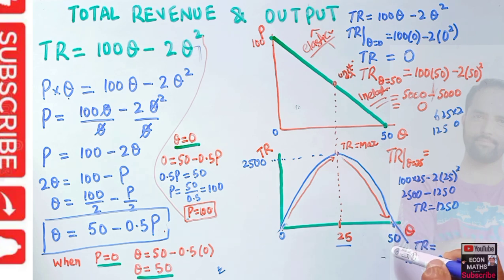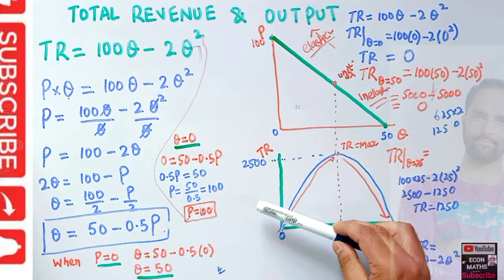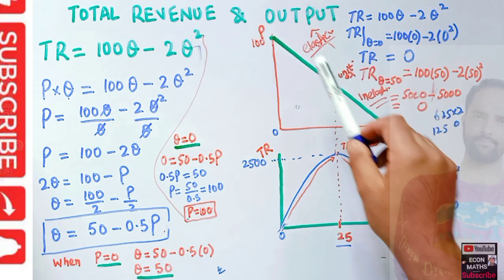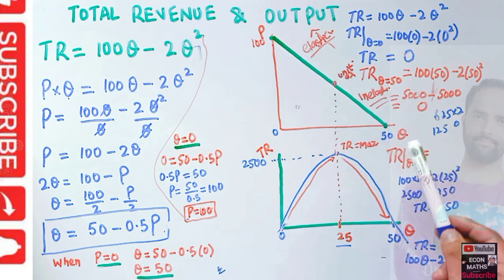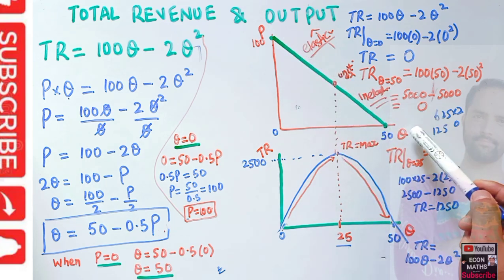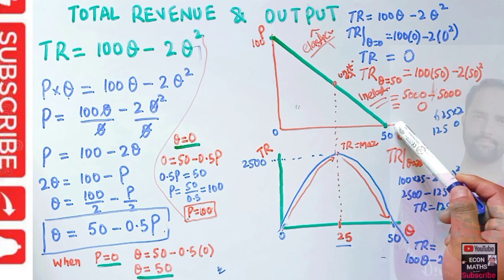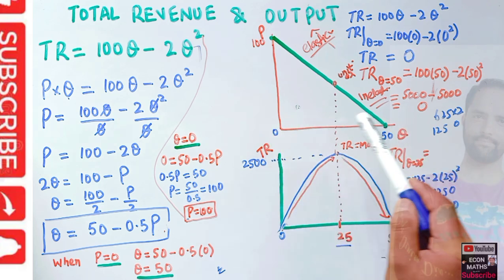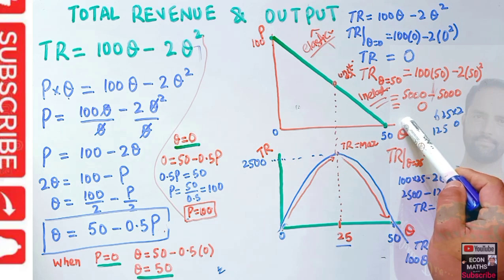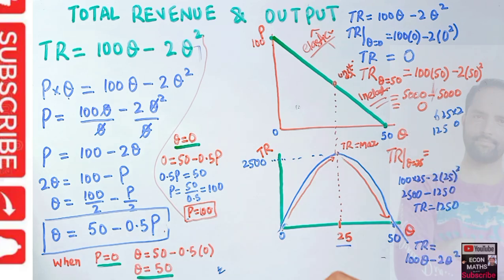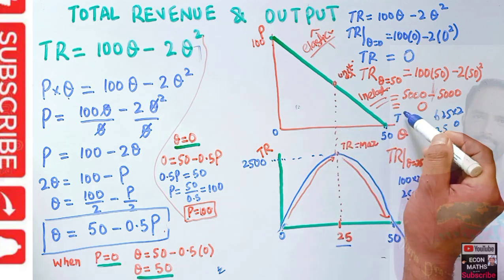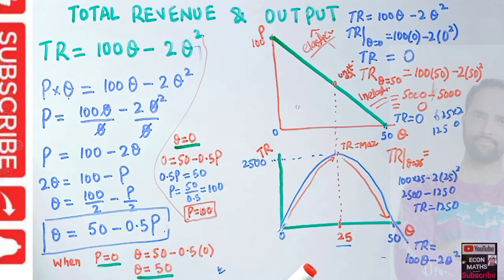So the question was why we have total revenue 0 when quantity demanded was 50. It is pretty simple. The total revenue depends upon the demand function. As I have shown you here, when quantity demanded is 50, the price is equal to 0, or when price is equal to 0, quantity demanded is 50. So obviously, we know total revenue is price into output, so at this point our total revenue will also be equal to 0. I hope I make myself clear.